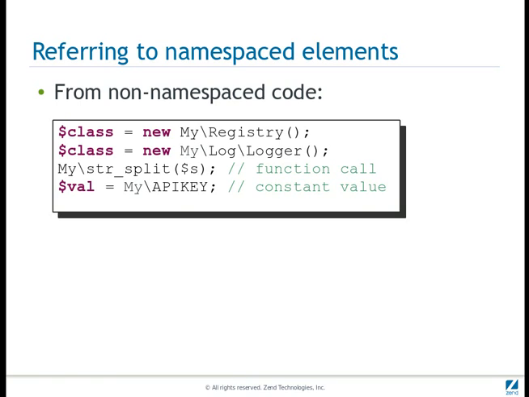So we have class new My\Registry, class My\Log\Logger. We're referring to a function called My\str_split. This is where we get some interesting stuff later. And the value is My\API_KEY. Convention with constants is that you utilize all uppercase. This makes it clear where the constant exists within the actual namespace string.